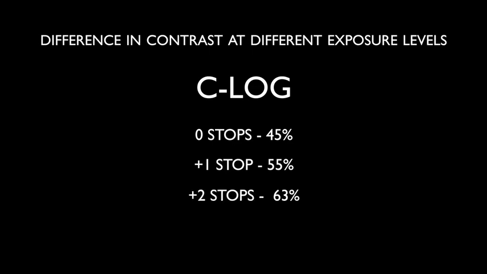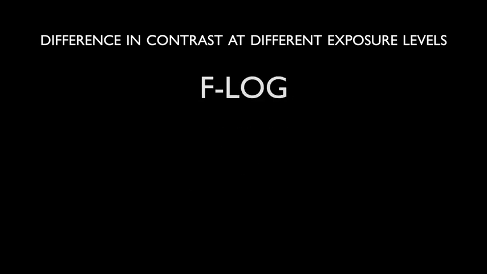And at 2 stops over, there's a 63% difference. And to me, this suggests that when you're shooting C-Log and you underexpose, you could expect some mushy looking shadows. But if you overexpose, you might be dealing with too much contrast. So what about F-Log? Well, I found it to be a lot more stable.